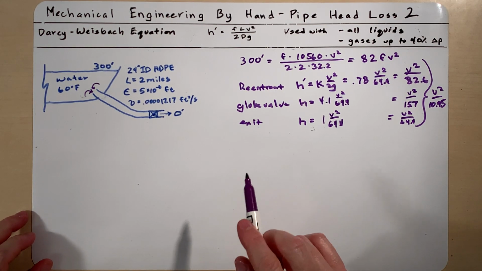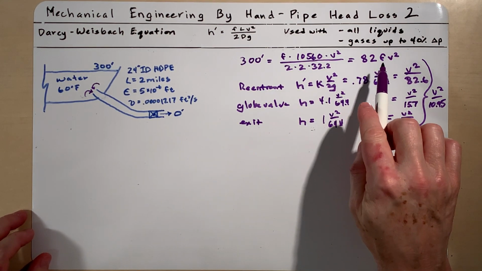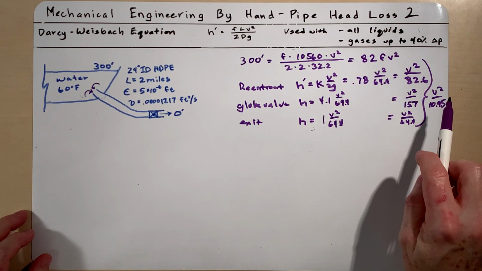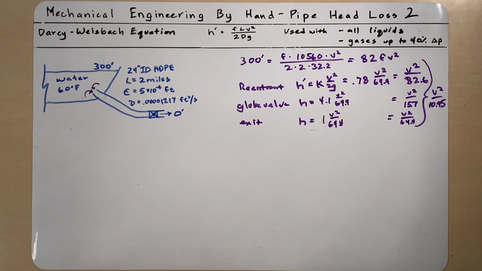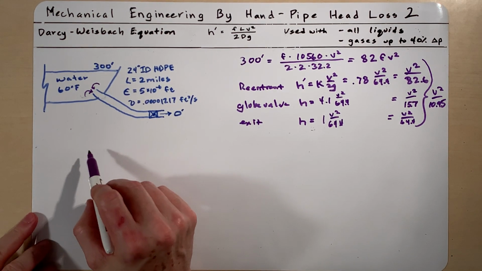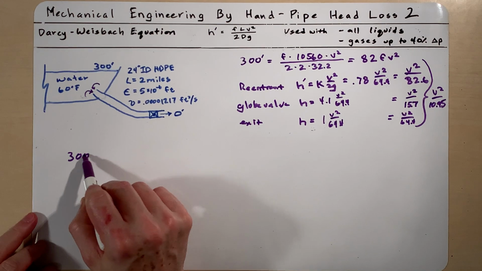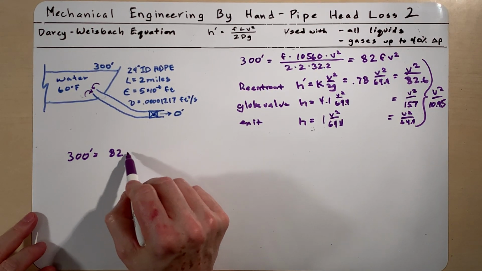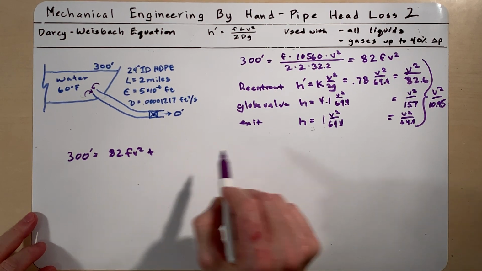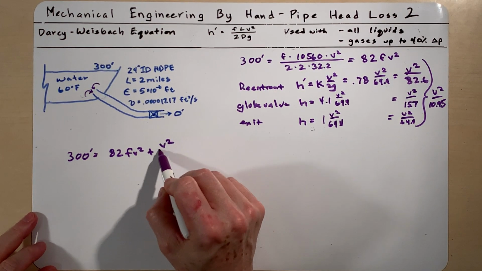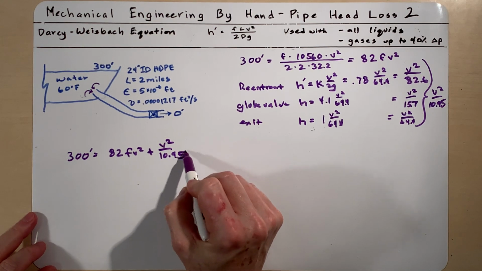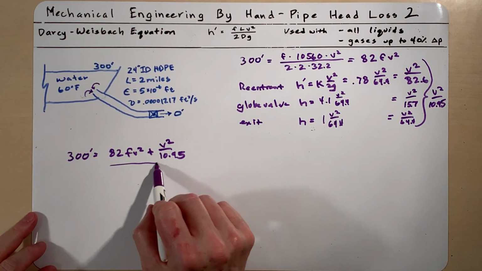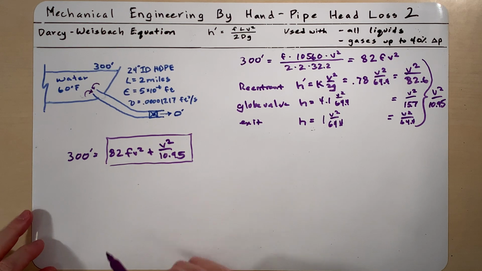Okay, so now we have everything. We have this for the pipe itself, and then this for the valve entrance and exit. So let me write that over here. 300 feet equals 82 F V squared plus this V squared over 10.95, and then we'll return back to this equation when we check our assumptions.